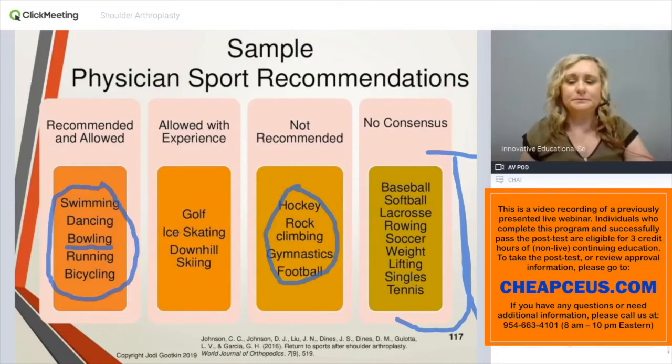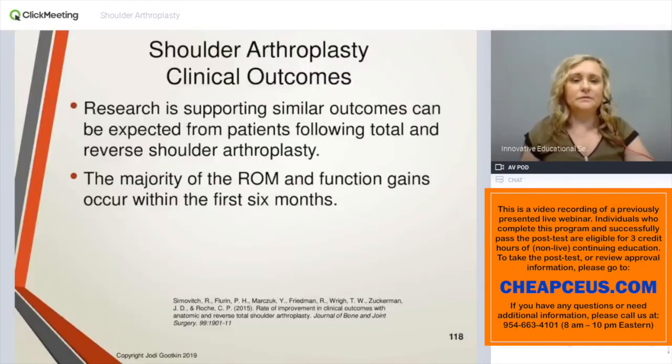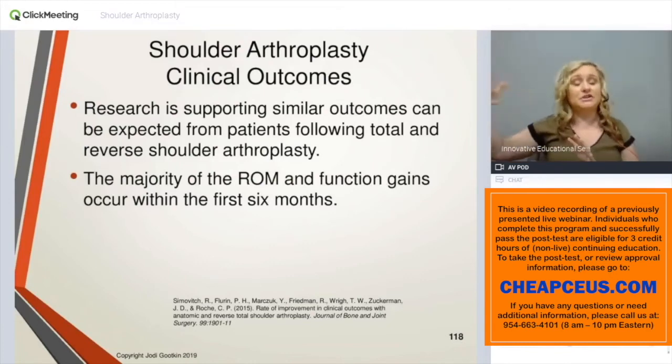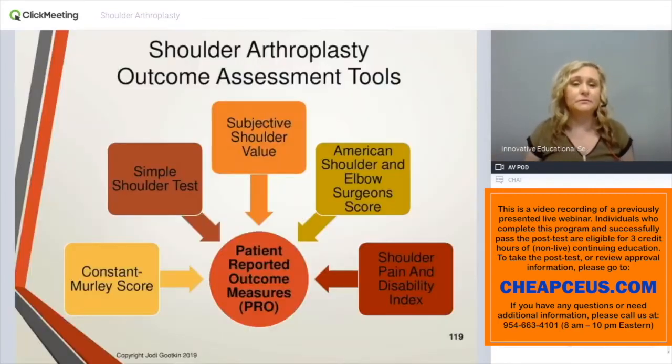When we consider our overall outcomes for patients who have had shoulder arthroplasty, they're finding that most of the functional gains are going to happen within the first 6 months, but then up to a year out, the patient is still making strength gains, which correlate to improvements in additional functional activities. They're finding that there really are similar outcomes between the two different cohorts.